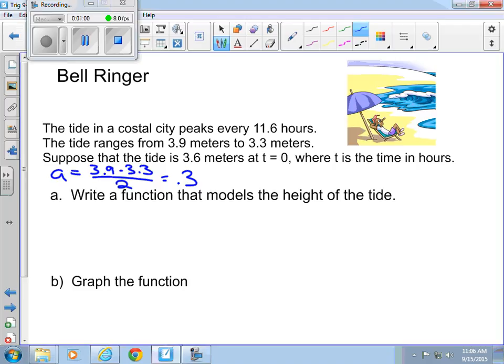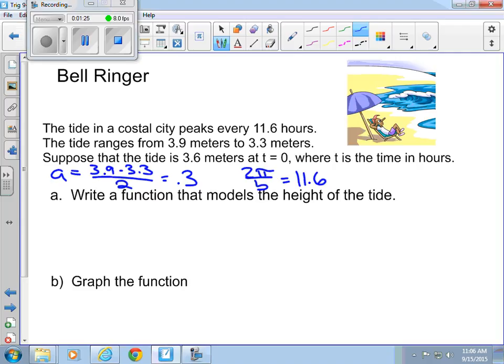Okay, let's talk about the period. It says the tide peaks every 11.6 hours. I think they just gave us the period. Agree? They said every 11.6 hours the tide peaks. So it's back to its peak after 11.6 hours. So the period, which is 2 pi over b, equals 11.6.